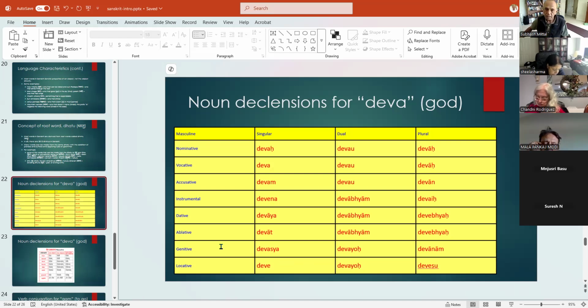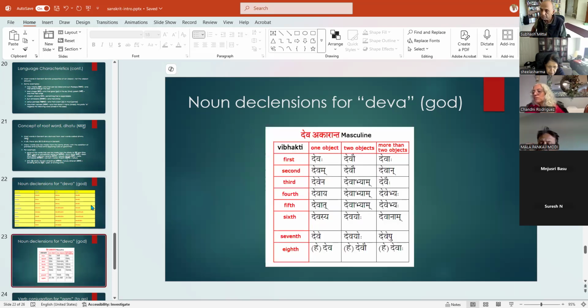I have the same chart. This is the same chart in Devanagari. Again, Devaha, Devau, Devaha. This is how you'll memorize this. Devam, Devau, Devan, Devena, Devabhyam, Devaihi. You have to memorize this whole chart. Yeah, we learned to remember. I think we did this in 5th grade. We had to memorize the whole Rama, Rama, Rama. Exactly. Yes, those few most important ones you have to memorize.